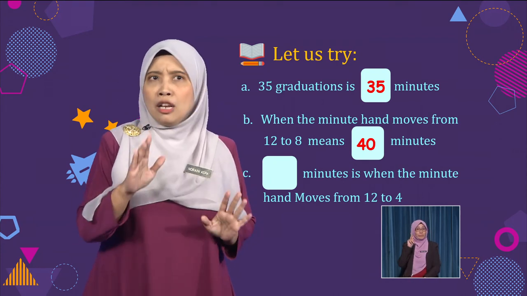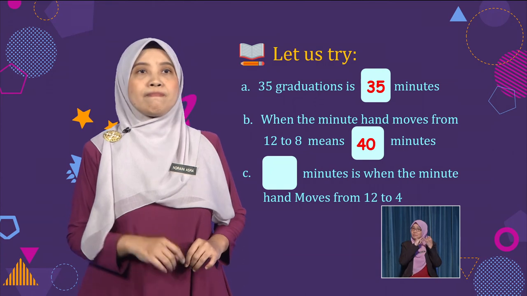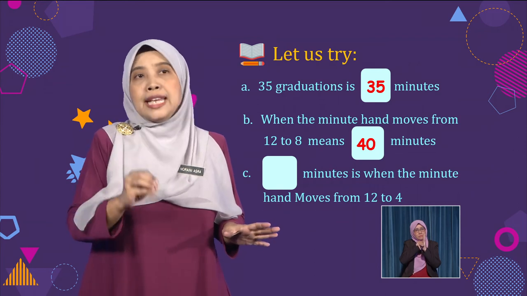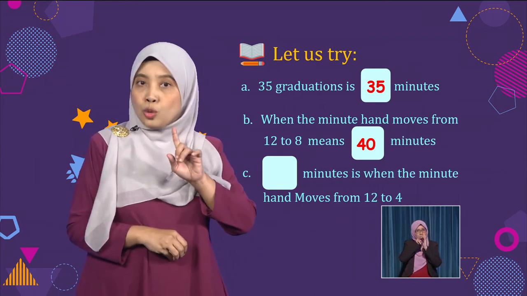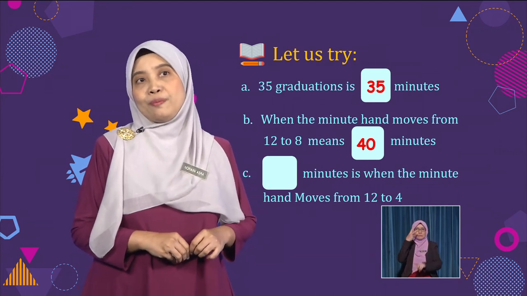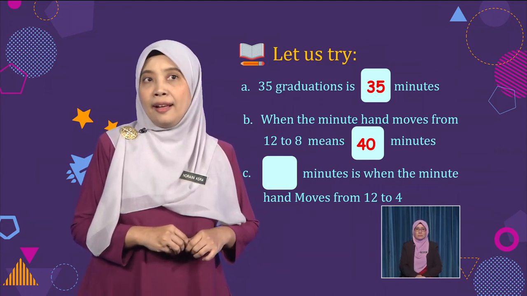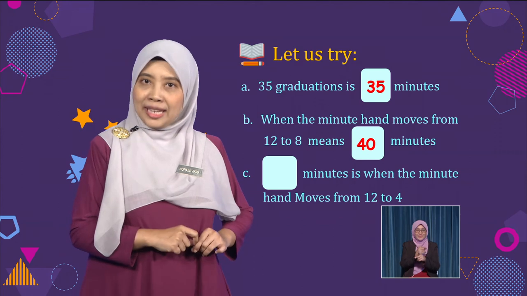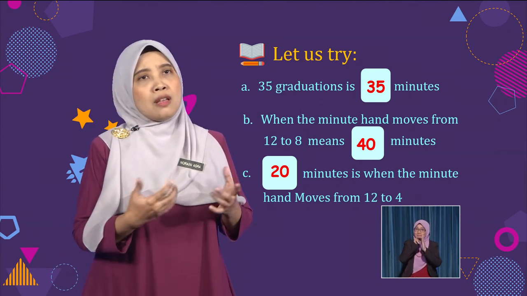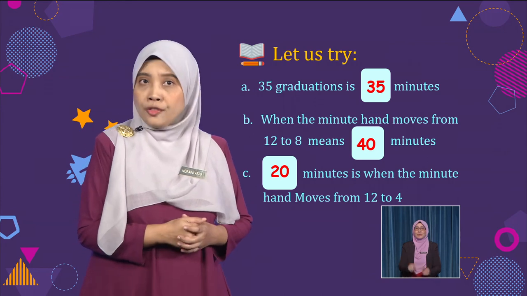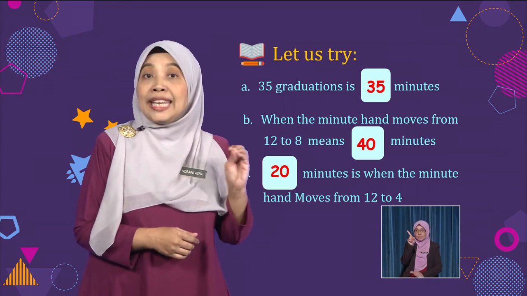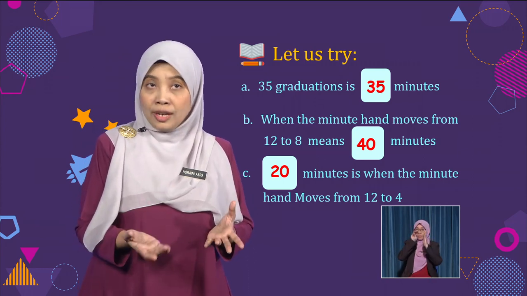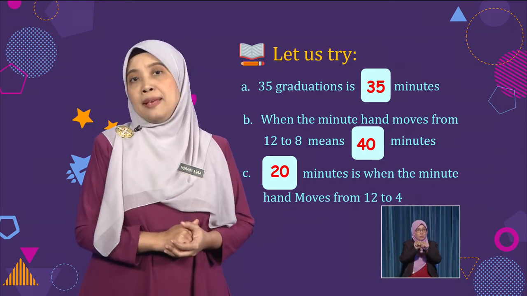Okay, now look at the last question. How many minutes are there when a minute hand moves from 12 to 4? Have you got the answer? Yes, that's right. It is 20 minutes. When the minute hand moves from 12 to 4, it has 20 graduations. Therefore, the answer is 20 minutes.